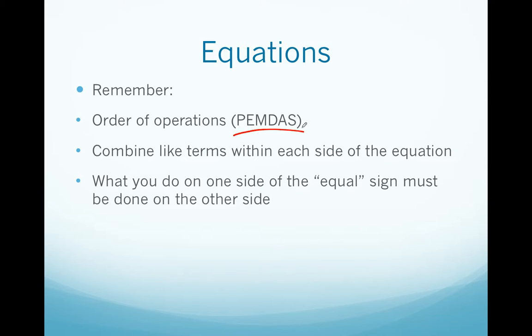The first thing that you should always do is combine like terms within each side of the equation. Again, a term is just a variable. So if you see x multiple times within the same side of the equal sign, get those terms together first. And then what you do on one side of the equal sign also has to happen on the other side. We have to balance that equation. So if you're adding 7 on the left, you have to add 7 on the right.